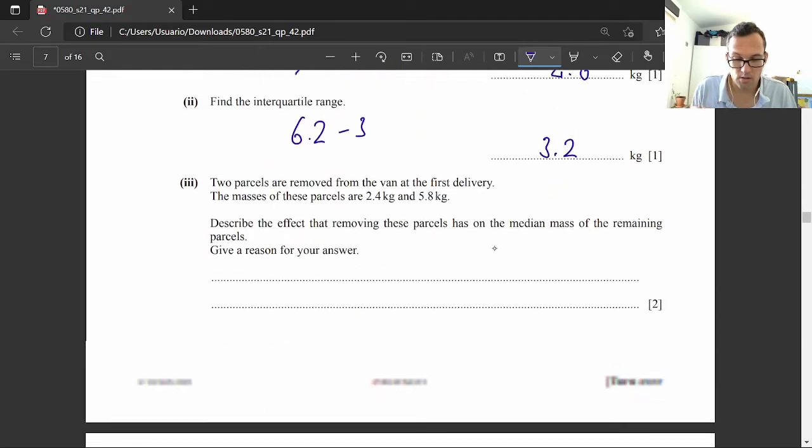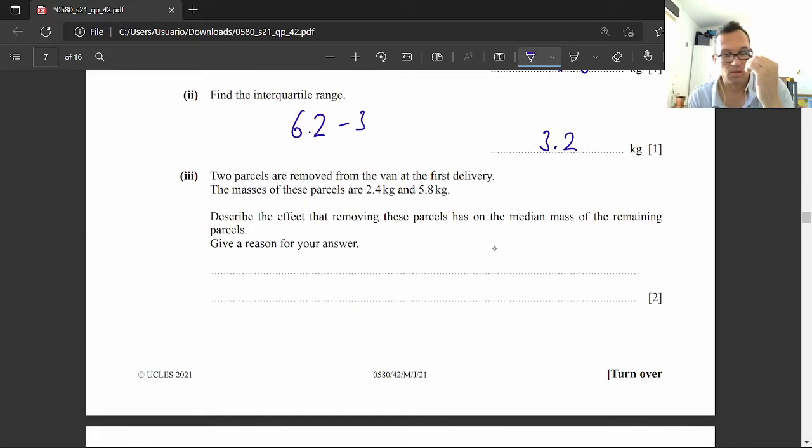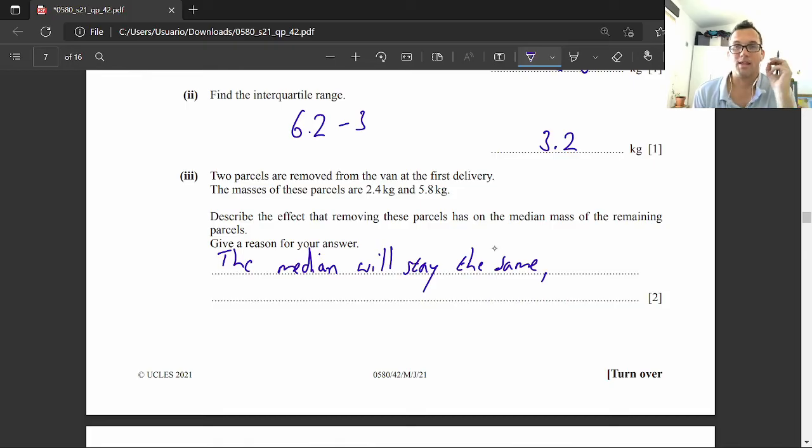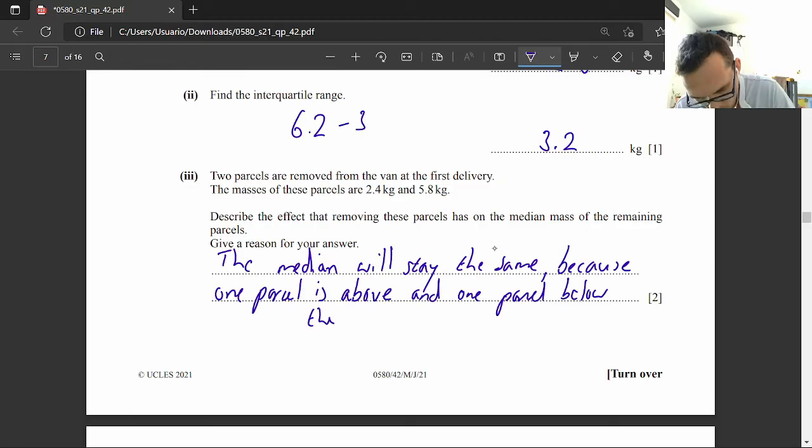So the answer they're looking for is that the median will stay the same. Okay, that's the answer. And then the reason is because one parcel is heavier and one parcel is lighter than the median. The median. There you go.